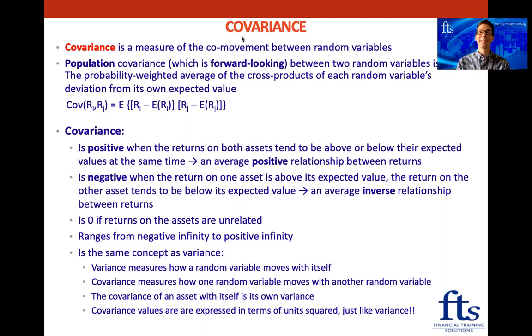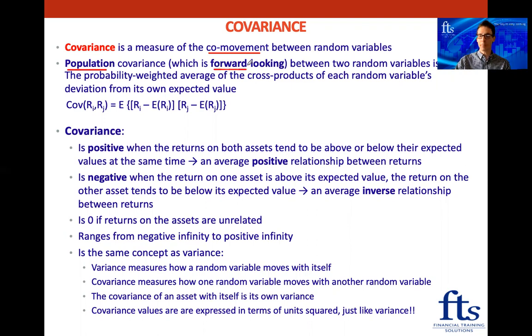And believe it or not, what we're also going to be covering in this class is variance and standard deviation yet again, but this time we're going to be doing variance and standard deviation for a portfolio. So let's get started then with covariance. So remember covariance, it's a measure of the co-movement between random variables. So for example, we can look at how are two banking stocks moving together, or how are two gold mining stocks moving together. And with population covariance, this is forward looking.